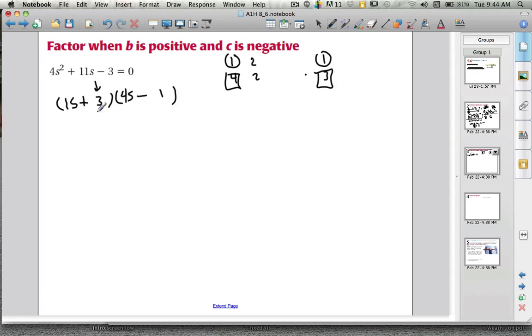If we check our work, we'll have 4s squared minus 1s plus 12s, minus 1 plus 12 is plus 11, and then 3 times negative 1 is negative 3. So that does check out. If we wanted to find our solutions, I'll have s plus 3 equal to 0. So s is equal to negative 3. And I'll have 4s minus 1 equal to 0. And that will become s is equal to 1/4. Solutions.